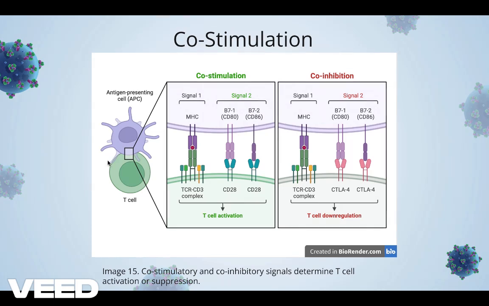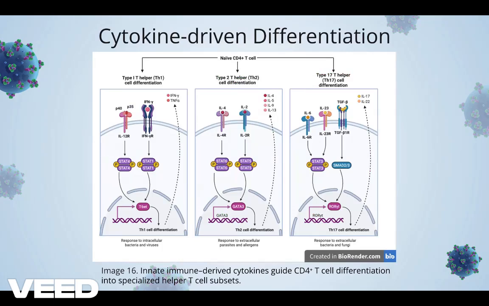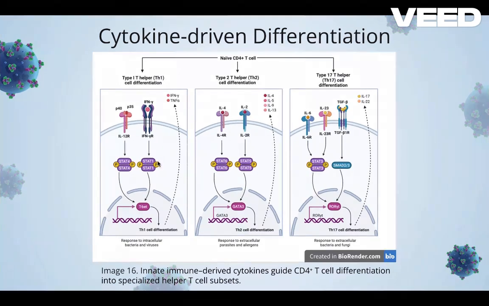And lastly, this is not another signal, but this still occurs before the actual activation, which is cytokine-driven differentiation, and it's the final step. What happens is that they release cytokines that influence what type of T cell is going to be developed, whether it's a cytotoxic T cell or a helper T cell. The cytokines influence what type of T cell is going to be created in order to ensure an effective adaptive immune response.